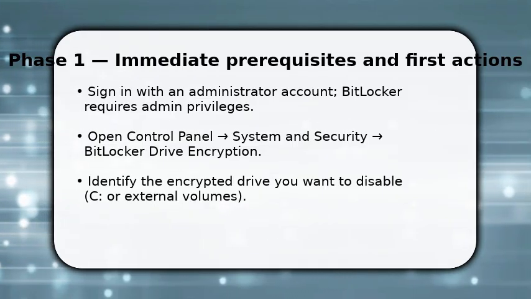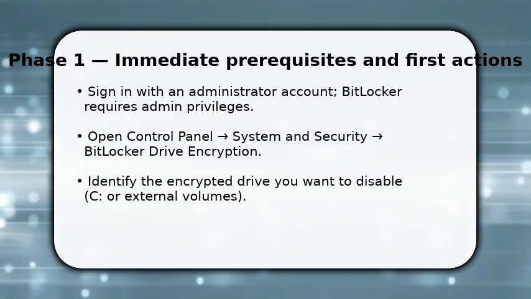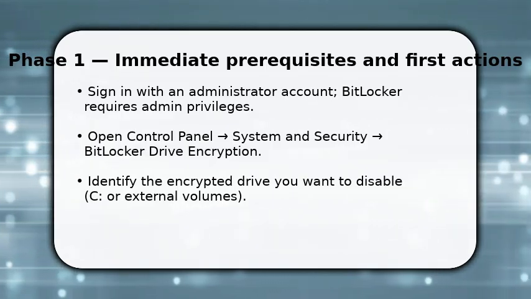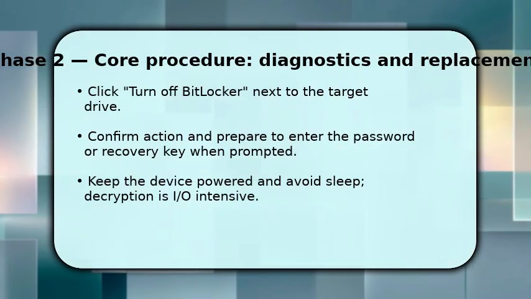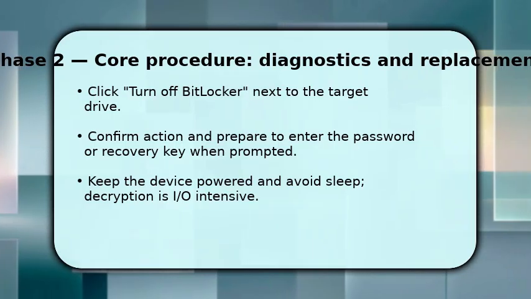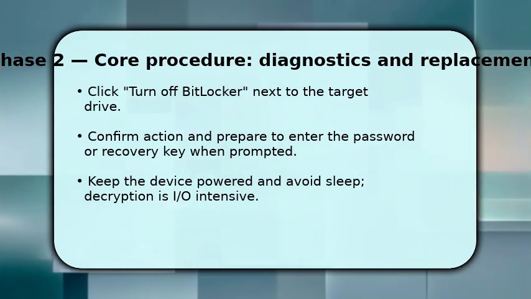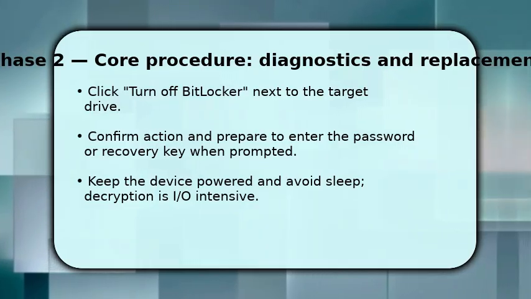Make sure any important files are saved. You're starting the disable action now, because BitLocker must be turned off from this Control Panel view. Click Turn off BitLocker for the selected drive and confirm that you want to decrypt. You'll be asked for the account password or the recovery key. Enter the correct key to authorize decryption.